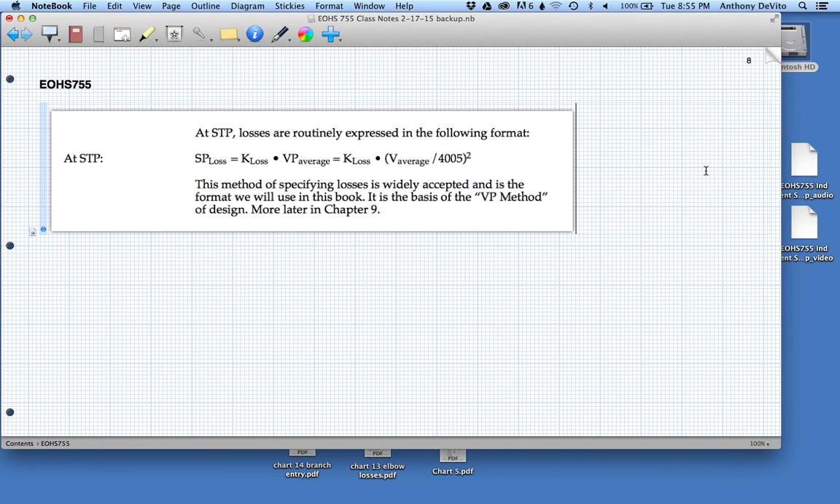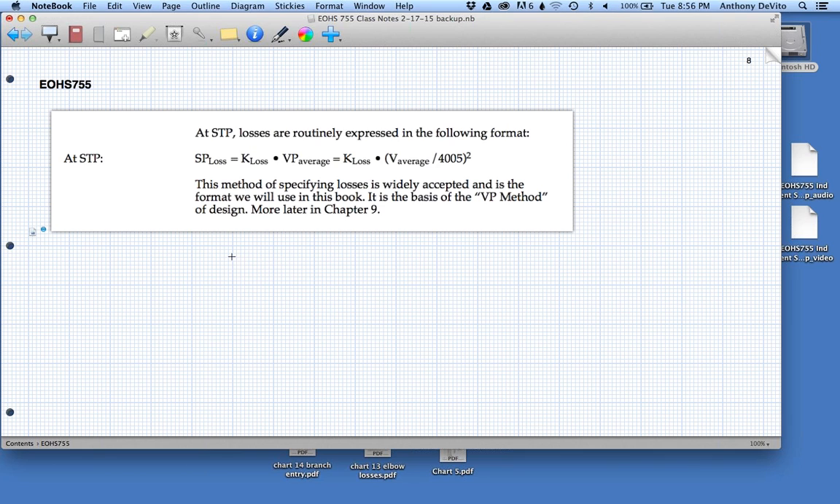Okay, so now I'm going to move on, and we're going to talk about some ways that we might describe the actual losses of energy that go on inside this ductwork. So, for instance, this little section that's actually in the manual, Chapter 5 of the Industrial Ventilation Workbook Manual. At standard temperature and pressure, losses are routinely expressed in the following format.